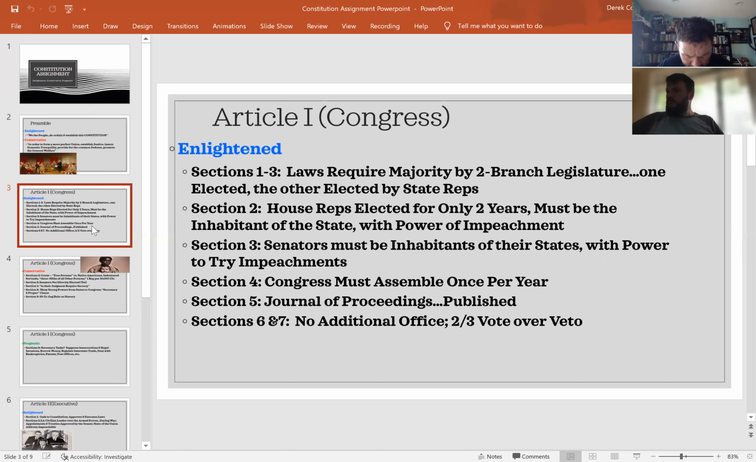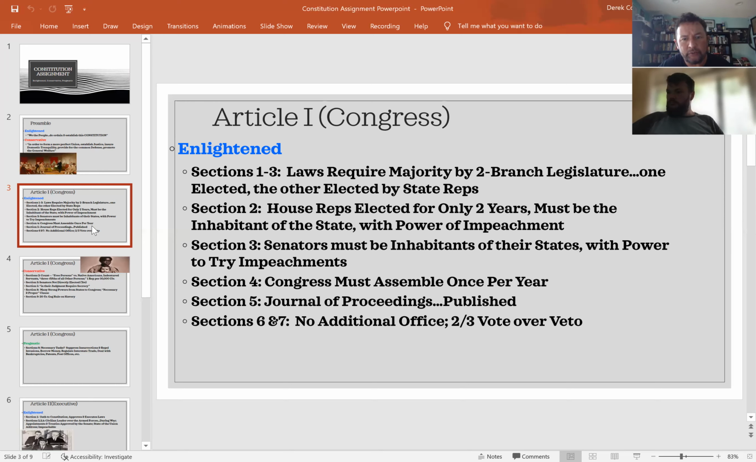Arguably, the fact that they have power of impeachment, right, to impeach the president, et cetera, for high crimes, misdemeanors, et cetera, constitutes an enlightened facet to the House of Reps. And the fact that they can override the president's veto with a 2/3 majority, right, might be an example of checks and balances. So see what I have here.